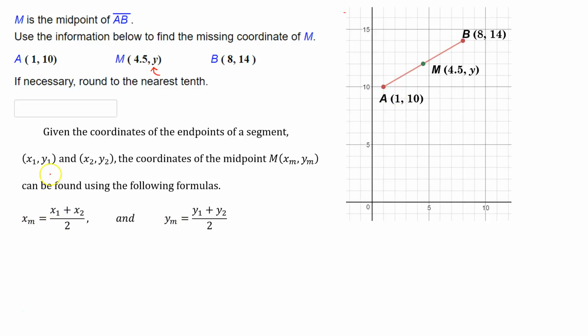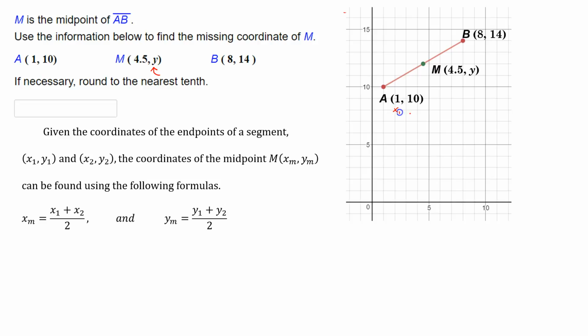Now you'll see the midpoint formula show up in different formats, but the basic idea is that each coordinate of the midpoint is the average of those coordinates on the endpoints. So basically halfway between 1 and 8 is going to be the x coordinate of the midpoint. And so how do you find halfway between? You add them together and divide by 2. 1 plus 8 divided by 2 is 4.5. So the way we're going to find y is we're going to do 10 plus 14 and divide by 2.